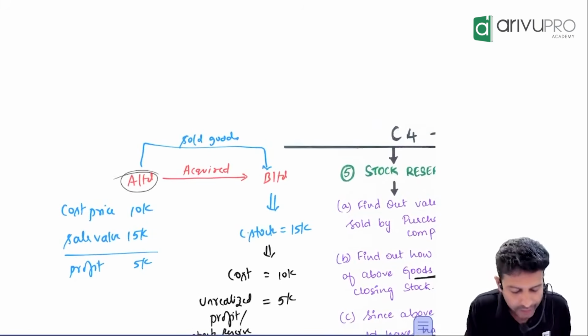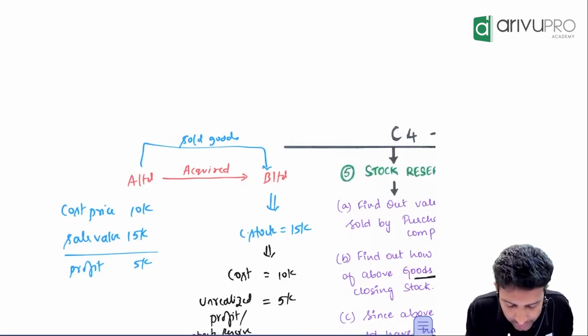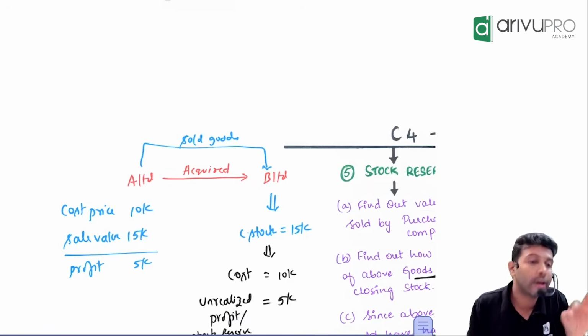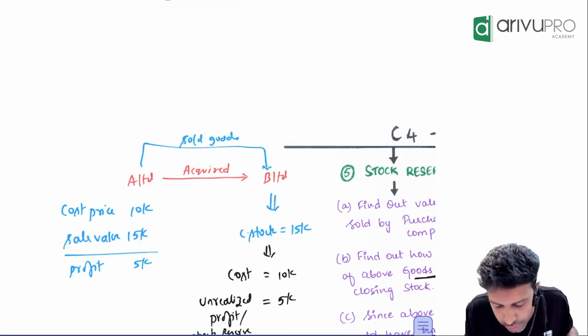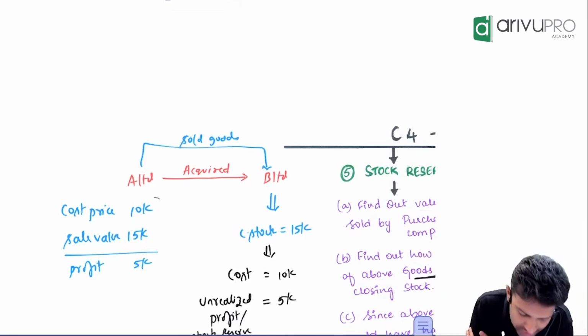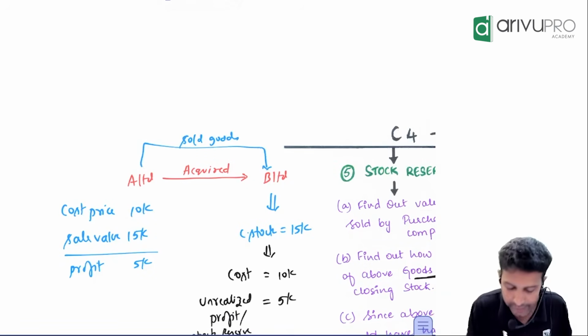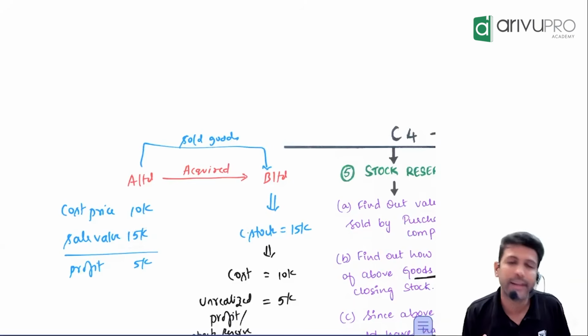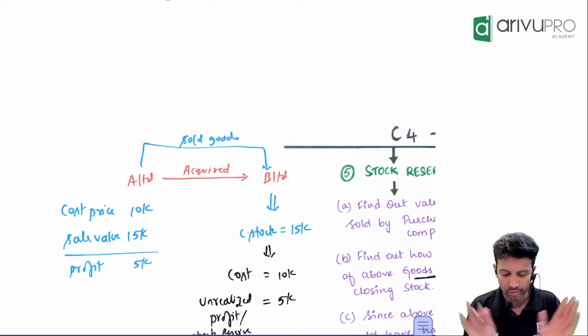Sir, A Limited and B Limited are 2 companies. Now, let's say A Limited has purchased some goods for 10,000, and they have sold these goods to another company, B Limited, for 15,000. That means through this transaction, did A Limited make any profit? Yeah, 10,000 worth of goods, they sold it for 15. So they made a profit of 5,000. So far, all okay?